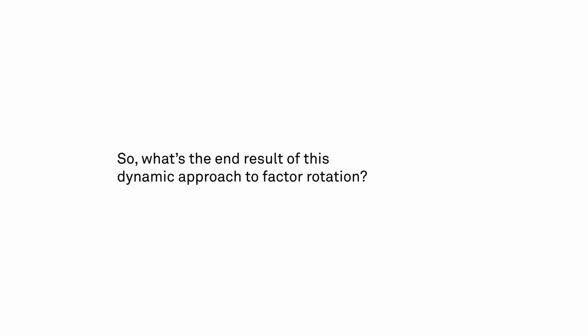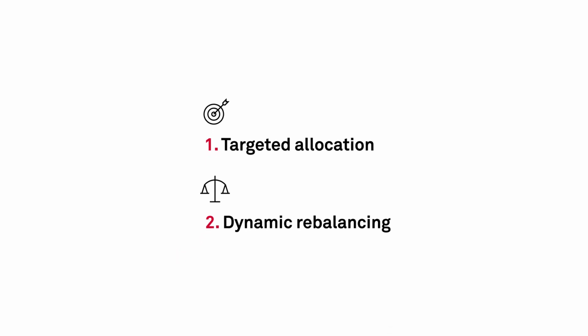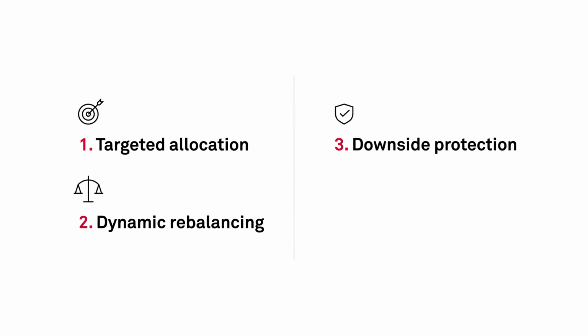So what's the end result of this dynamic approach to factor rotation? Targeted allocation to factors that have historically outperformed the S&P 500 over the long term. Dynamic rebalancing to increase potential upside, downside protection, and a higher Sharpe ratio relative to the S&P 500 historically, and a consistent risk level thanks to S&P DJI's RC2 framework.